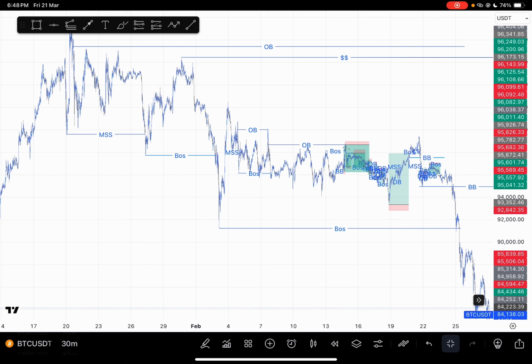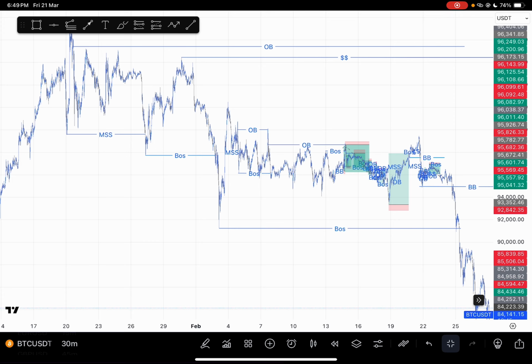Let's say on the 1 hour time frame, price is in an uptrend. When you go down to the 30 minute time frame or the 15 minute time frame, you are not going to be looking for sells. You are going to be looking for just buys. You're looking for buy entries in the direction of the trend.